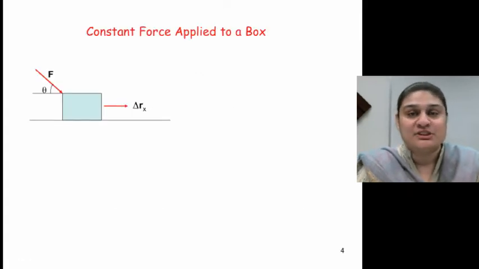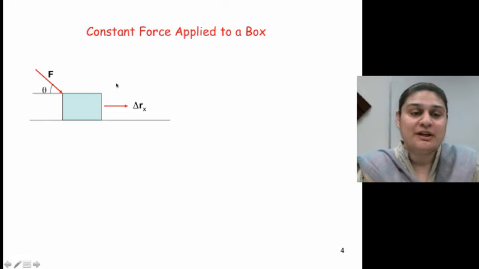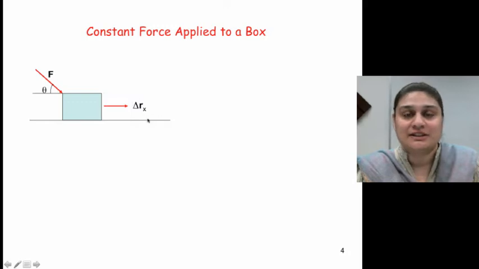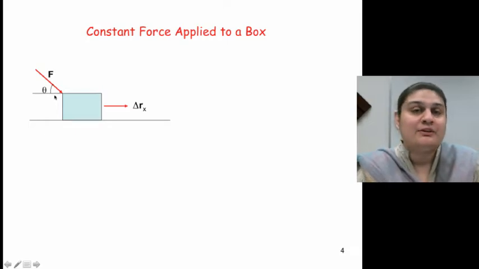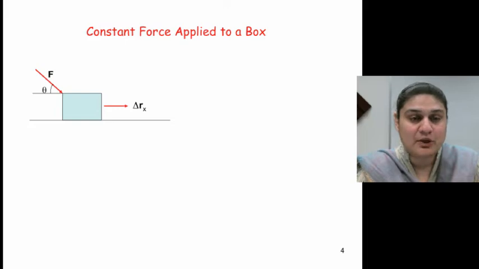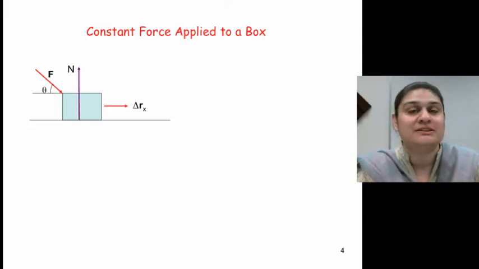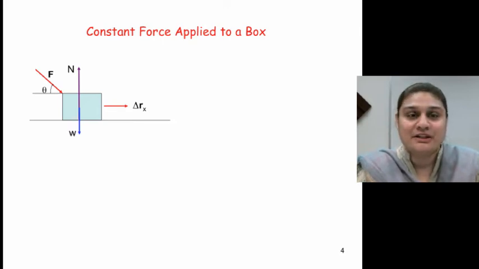So now let's look at an example: a constant force applied to a box. Suppose you have a box resting on the floor and you would like to move it some distance delta r. You apply a force at an angle theta to this box. Let's talk about how many forces are acting on it. There is a normal force acting upwards because of the surface in contact. We also know the force of gravity always acts on it, downwards.